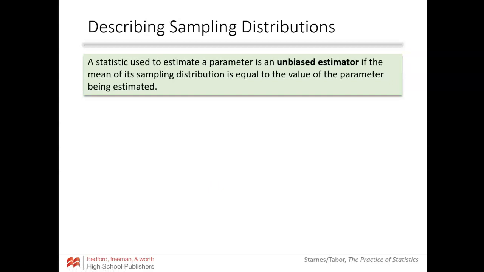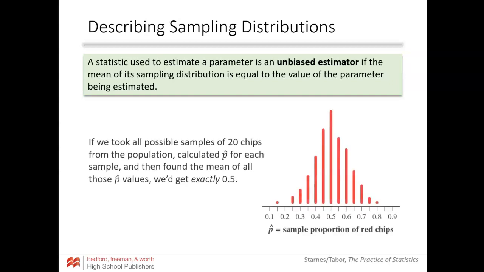Moving on to day 2, we're going to be looking at describing sampling distributions, and we're going to start with the idea of estimating using unbiased estimators. Okay, so a statistic used to estimate a parameter is an unbiased estimator if the mean of the sampling distribution is equal to the value of the parameter being estimated. Sometimes the parameter is the population proportion, the population mean, the population range, the population standard deviation. So we're trying to figure out if our sample's data, the mean of it, comes out to the same thing as the population.